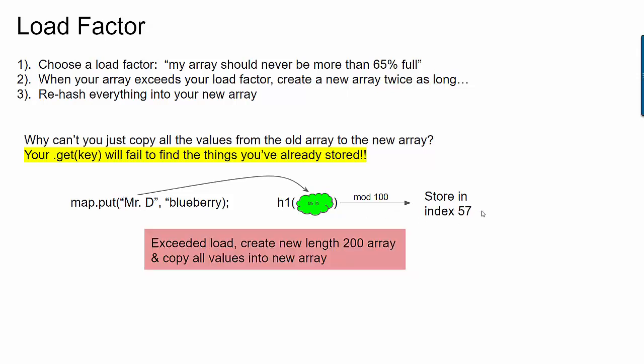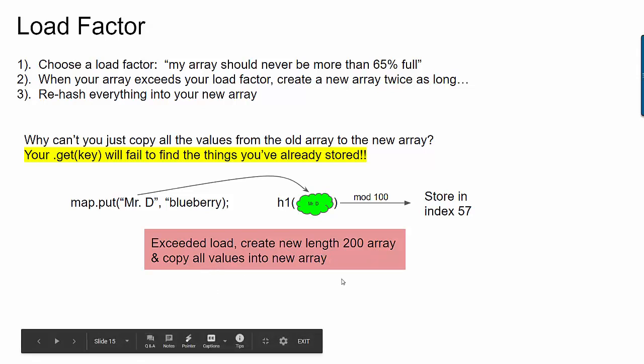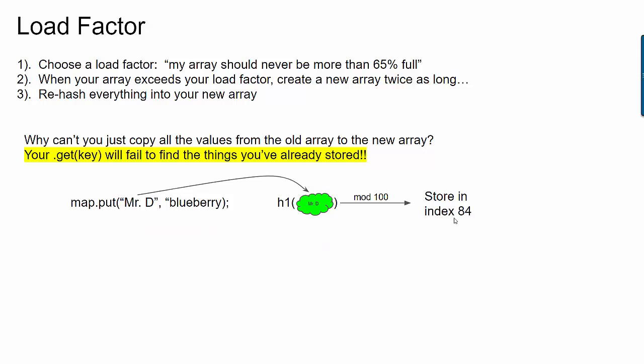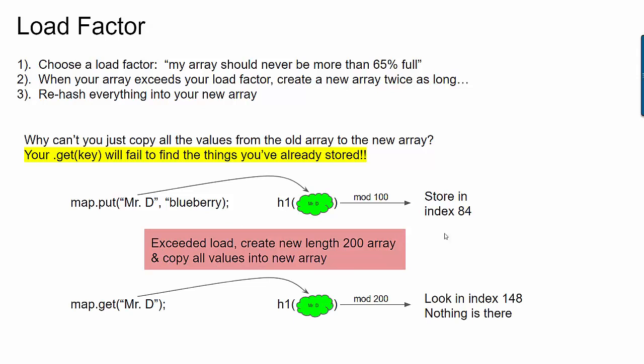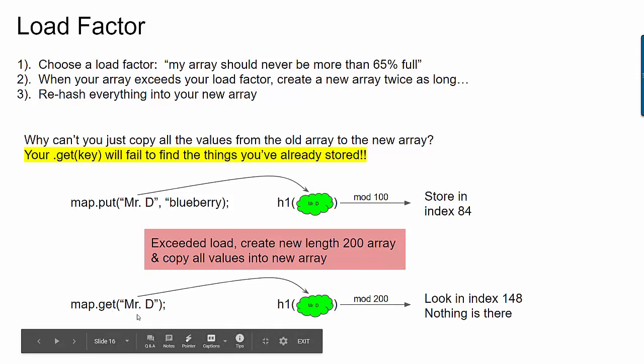Okay, let's pretend that now I've exceeded my load and I create a new array, a length 200 array. And let's pretend I was just going to copy all the values straight over. In the new length 200 array, my object is still at index 84. Okay, let's say I try to retrieve it now. I say get Mr. D. I'll run Mr. D through the hash function, but now the hash function is modding by 200 because that's the new length of my array. And because I'm modding by a different number, it's going to find a different index. So it's going to look inside index 148 instead of 84, and it's not going to find anything there. So I'm going to break my ability to look up the values that I've already saved.